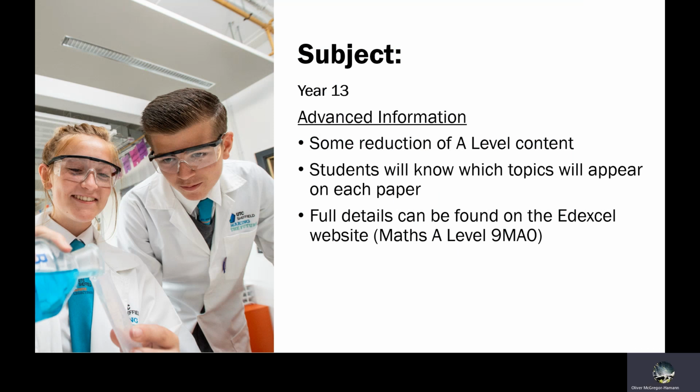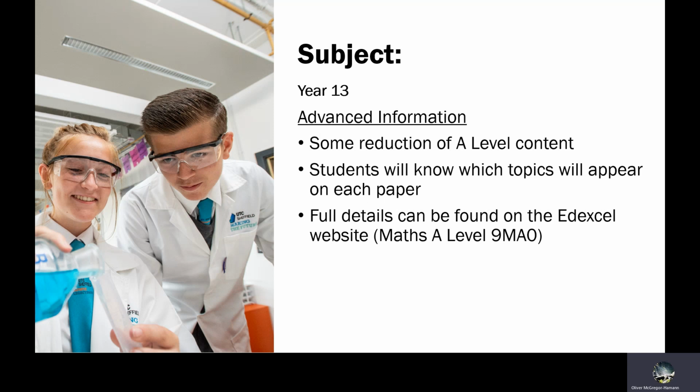And so that's it for year 11. I'm going to look now at year 13 A-level maths and what's happened, which is very similar. There is some reduction of A-level content. It's not a huge amount that's been taken out, but some content has been taken out.